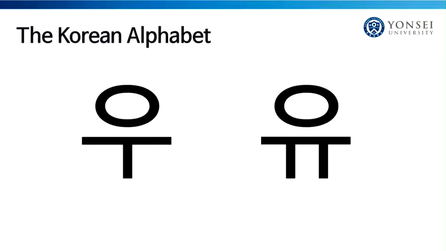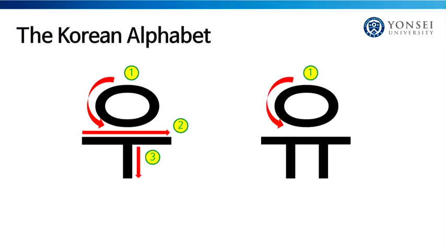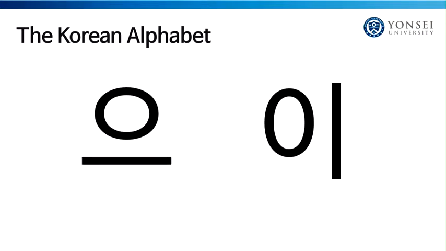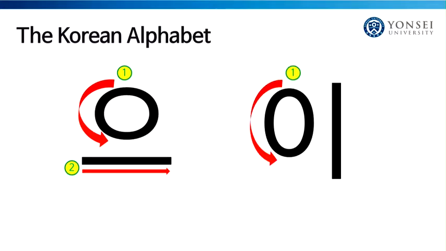U is written with a circle first, a long stroke from left to right, and a stroke top to bottom. U. Yu, a circle first, a long stroke left to right, and 2 strokes from top to bottom. Yu. A circle first, a long stroke left to right. U. E, a circle first, a long stroke top to bottom. E.